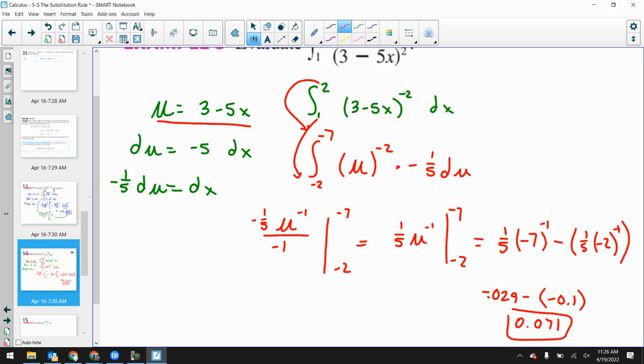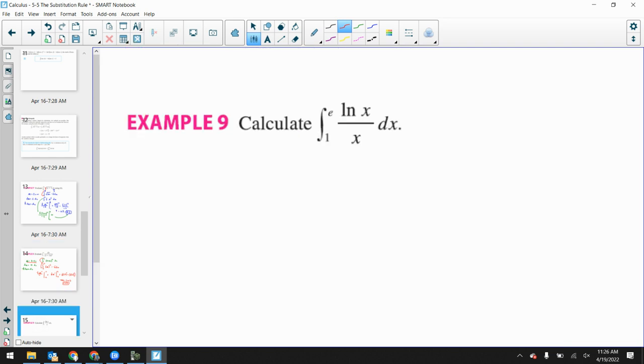Got one more of those to do. Let's take a look at the next one. What do you think your u is going to be in this case? What do you think? ln of x. Yeah. I'm going to pick my u to be ln of x.